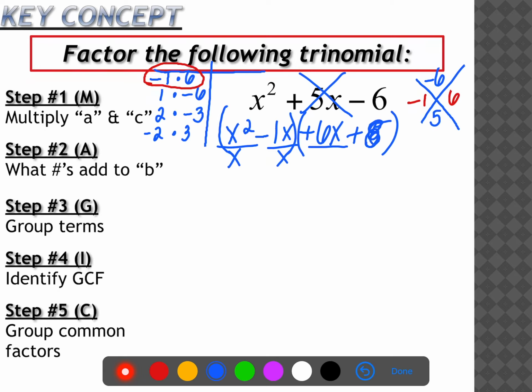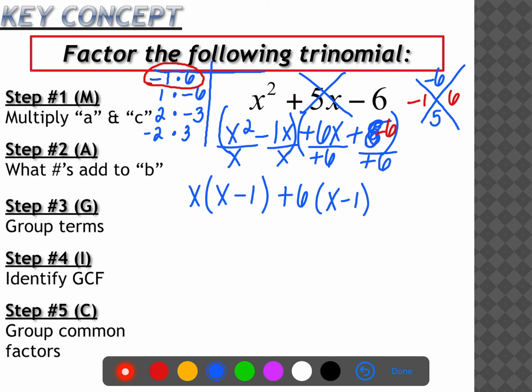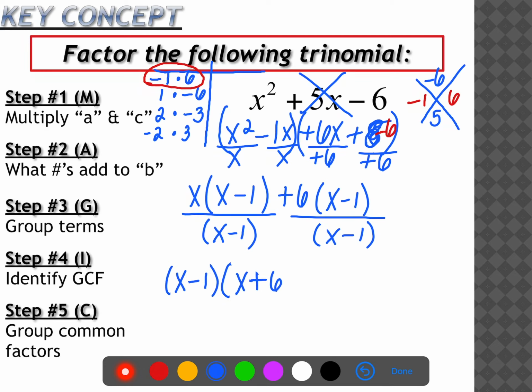Oh, couldn't figure out what was wrong. Instead of a +5 on the end, this should be a -6. Okay, sorry about that. I just copied it down wrong. So my parentheses match. We'll take that out and finish our problem. Okay, and there we have our final answer.